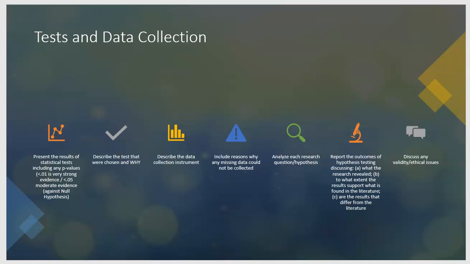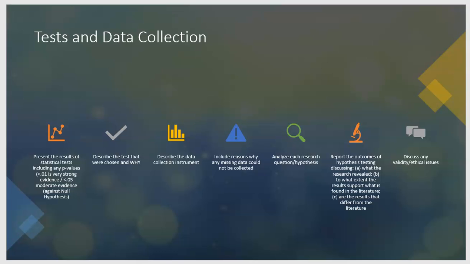Once again, describe the test that you took and why. Why did you use that certain parametric test, whether it was an ANOVA or whatnot? Describe the data collection instrument. If it was an instrument that was found out there, an assessment instrument, describe it, and include any reasons why any missing data could not be collected.